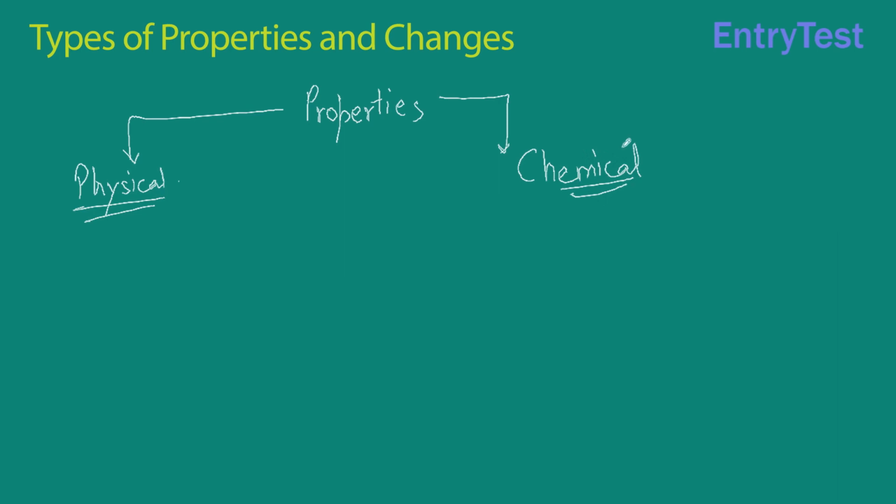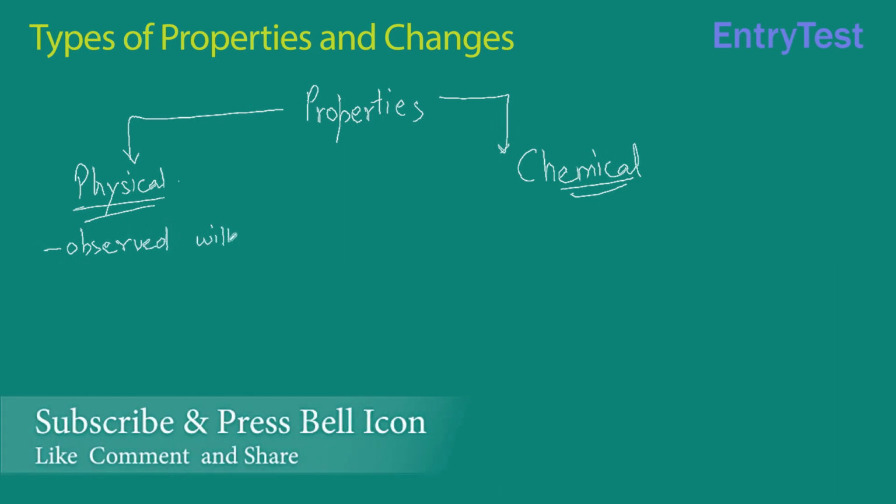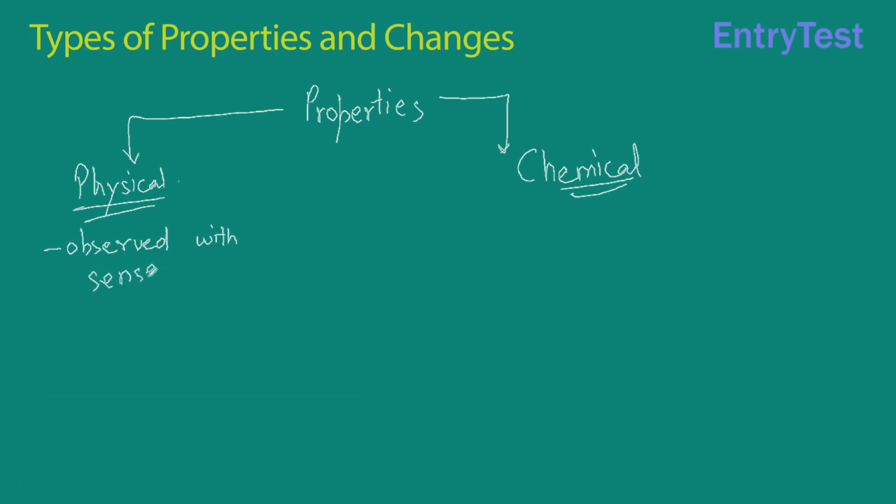Now, what are physical properties? Physical properties are those that can be observed with senses. You can actually touch or feel or look at them. And when no change is occurring, that is when the physical properties are manifested. So basically, no change is occurring inside that substance.